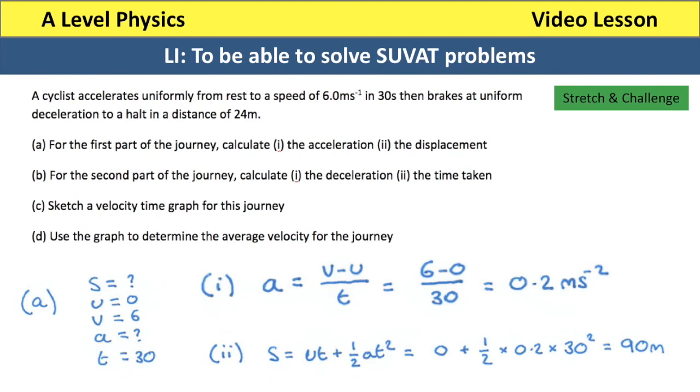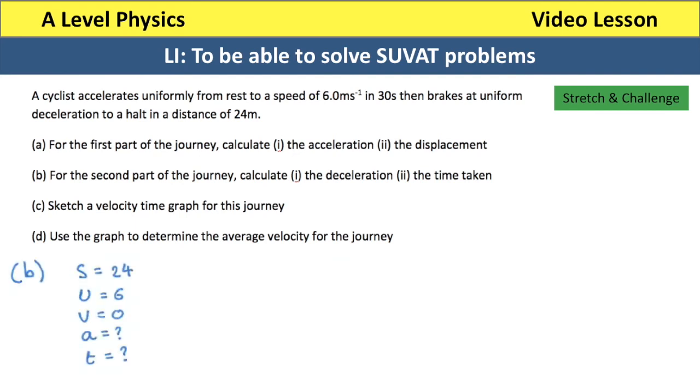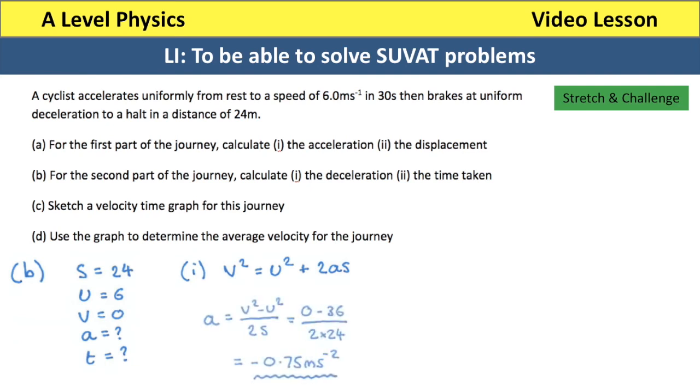Now for part B, the second part of the journey, that's when the cyclist is then braking. So I'm going to write out a new Suvat this time. So the new Suvat will be S is 24 meters because it says he comes to a halt in a distance of 24 meters. He's already moving at 6 meters per second and then he brakes to a halt, so the final speed is 0. To work out the deceleration, I'm working out A again. So I'll use V squared equals U squared plus 2AS. To rearrange this equation, what we will do is take U squared to the other side and then divide by 2 multiplied by S. That will leave us with the acceleration on its own.